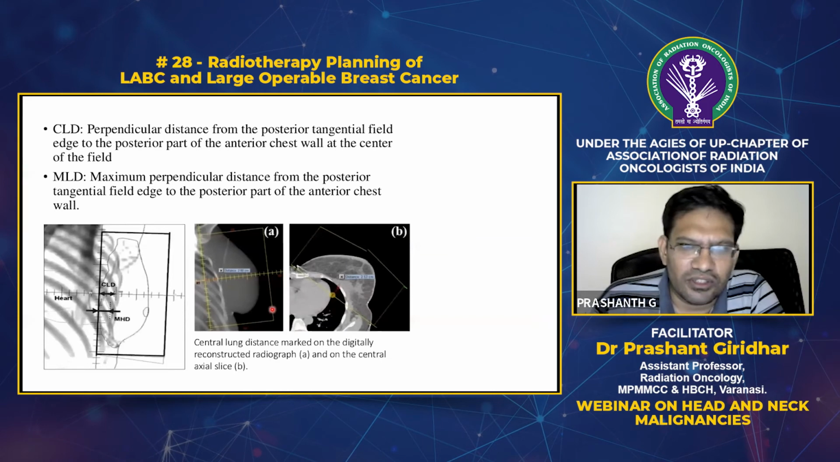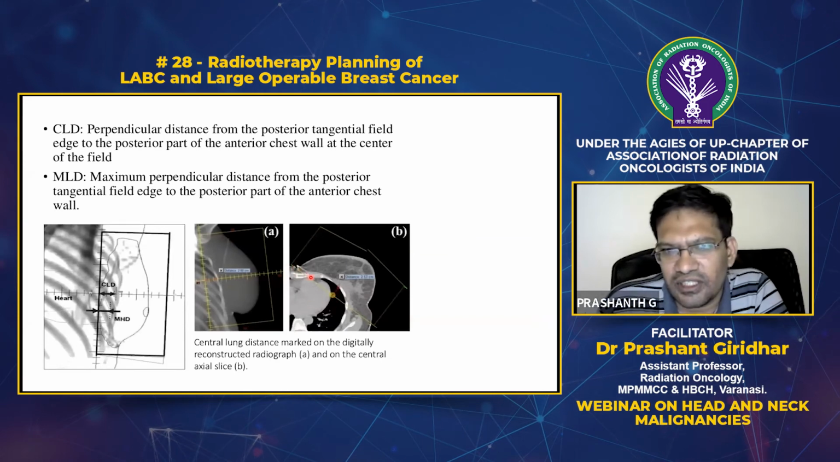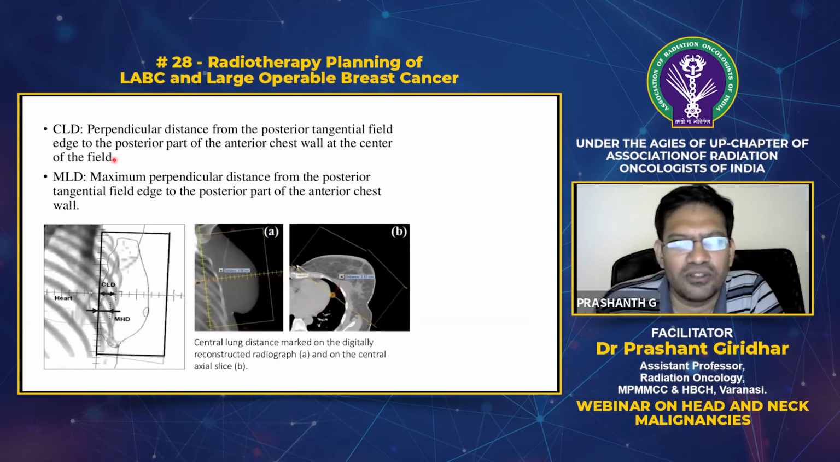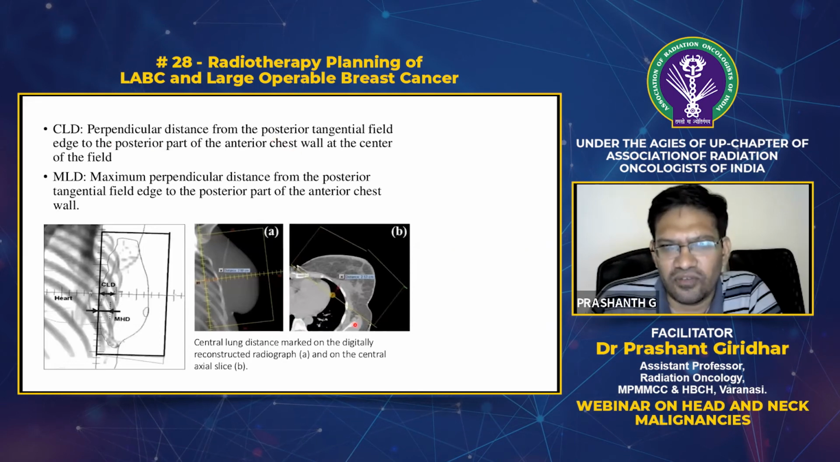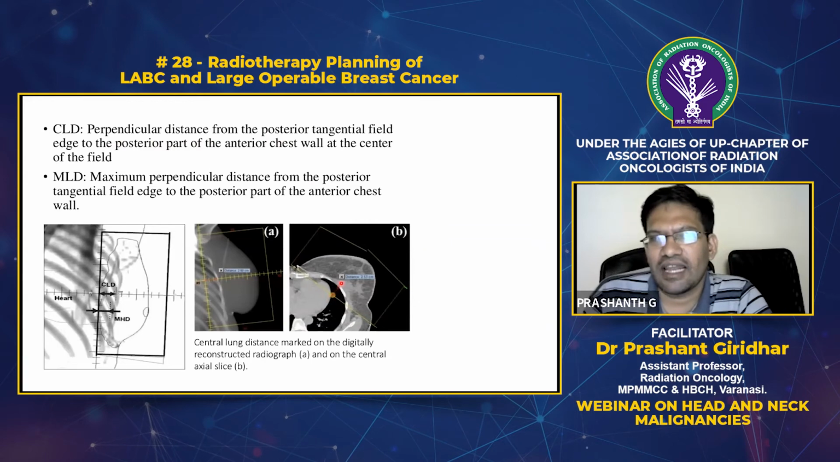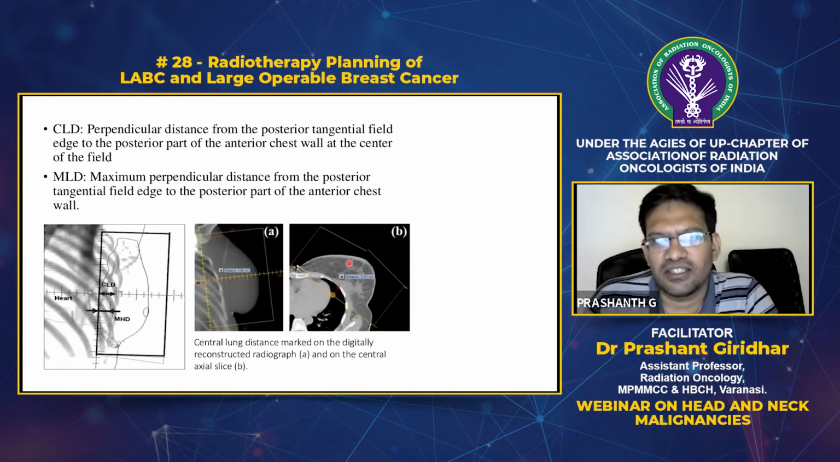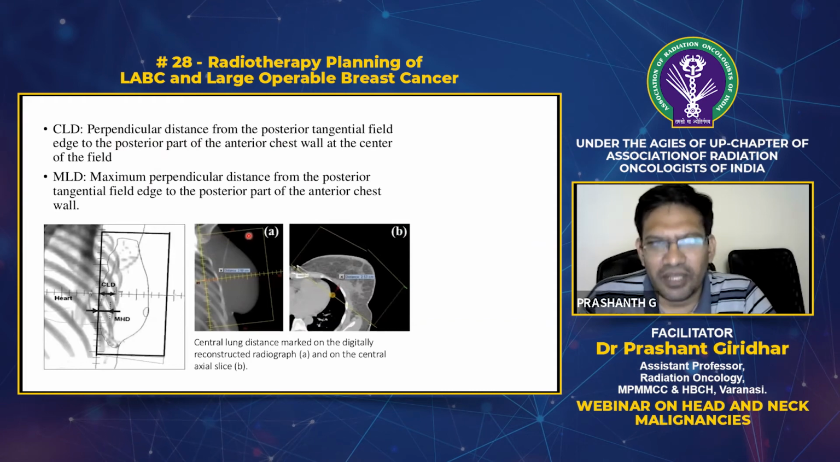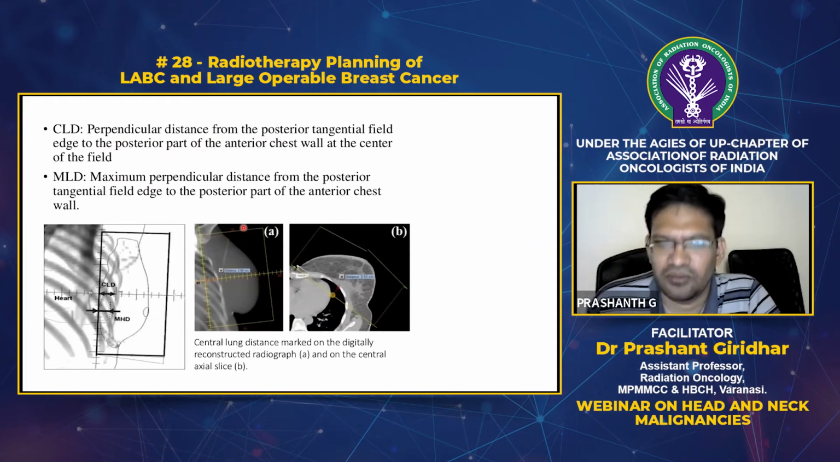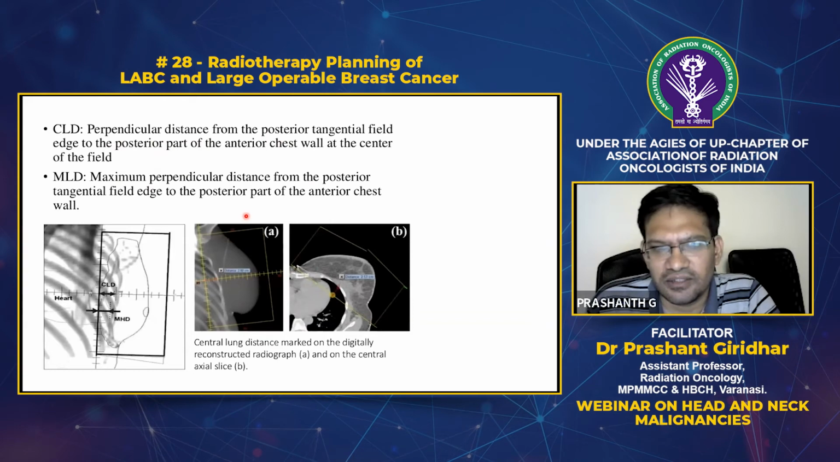The concept of central lung distance is easier to see in a CT cut. It is the perpendicular distance from the posterior tangential field edge to the posterior part of your anterior chest wall or breast. So that is the central lung distance. Maximum lung distance is another parameter, but it is not usually seen.